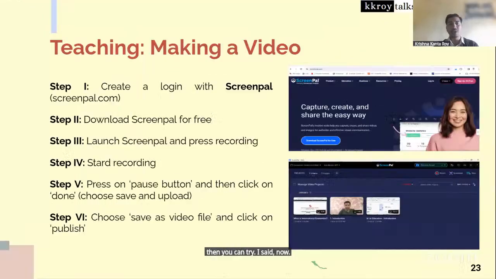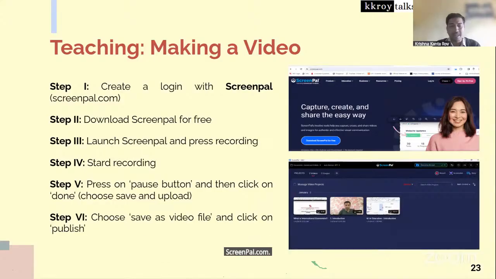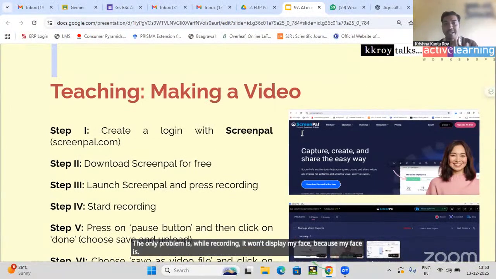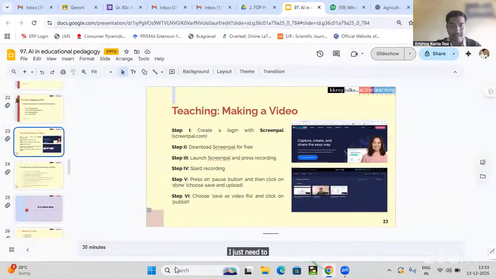Achha, now another thing. Let's say you have a PPT and you want to record that PPT. What do you use? You use a platform called ScreenPal, screenpal.com. So you can easily record any video, anything. Like, for example, this PPT I want to record. Now, the only problem is while recording, it won't display my face because Zoom has already taken that, but I'll display this. I just need to go to, let's say, ScreenPal.